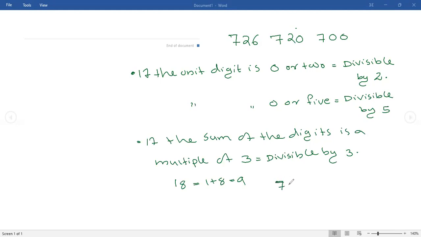Okay. If the question is in this manner, that is 702. From this, which numbers can divide 702 completely without anything left? This is a case of 2, this is a case of 5, and this is a case of 3. Tell me, 702 can be completely divided by? 2 and 3. 702 can be completely divided by 2, and it can be completely divided by 3 because 7 plus 0 plus 2 is equal to 9, isn't it? So 9 is a multiple of 3. Okay.